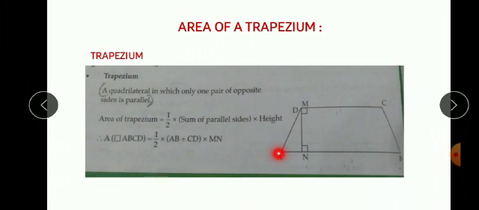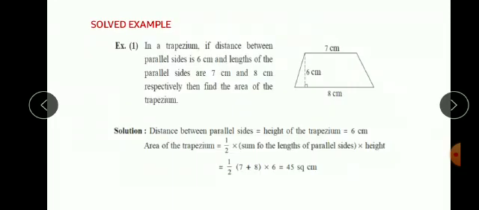So this was the figure. ABCD is the trapezium, and if you find the area of the trapezium ABCD, half into AB plus CD into the height, which is MN. So the first part we have discussed here, and now we will see some examples based on trapezium. So first example: in a trapezium, if the distance between parallel sides is 6 cm and the lengths of the parallel sides are 7 cm and 8 cm respectively, then find the area of the trapezium.